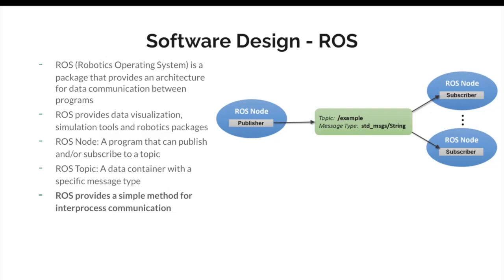So really the idea of how this architecture works is you have a ROS node, and it's basically a program that can publish and subscribe to a topic. And a topic is really a data container. So these programs will either subscribe to data or they'll publish data.